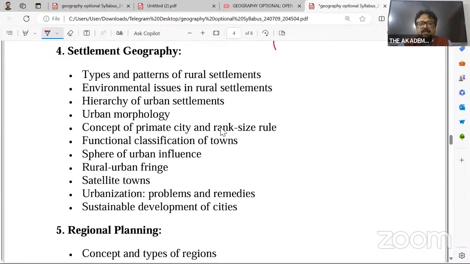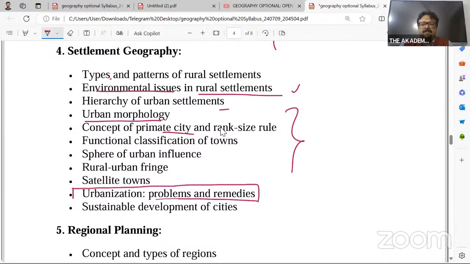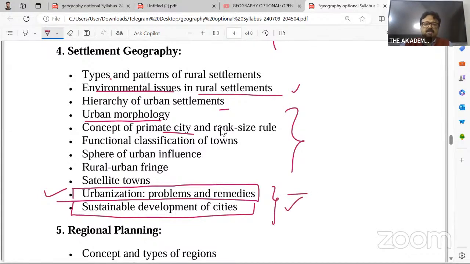Okay. Let's come to settlement geography, and in it you will find this environmental issue in rural settlement. Then hierarchy, this is part of urban morphology, concept of primate city. These are the part which is of basic geography. Okay. And then try to see this part. Now, urbanization and problem and remedies and sustainability. So this is part of geography. Will it not the part of economy and social issue? Answer is yes. ठीक है.